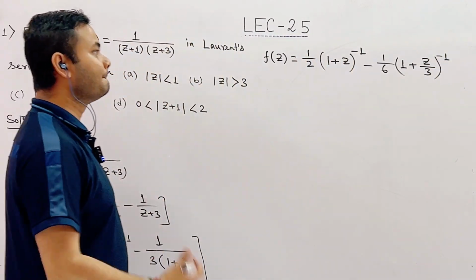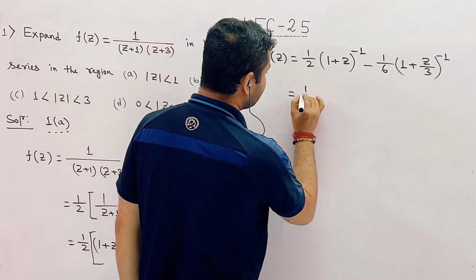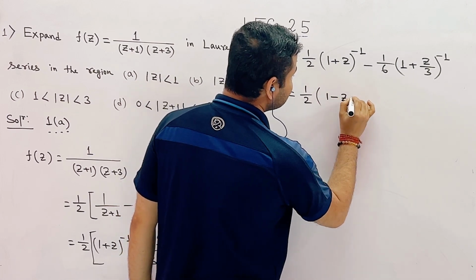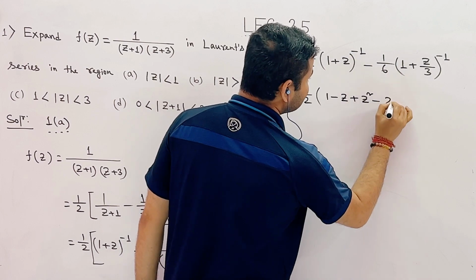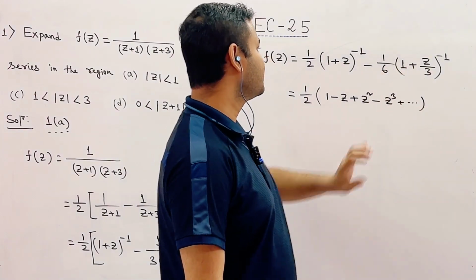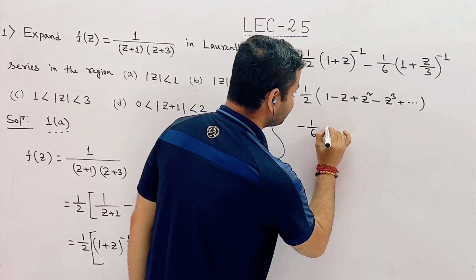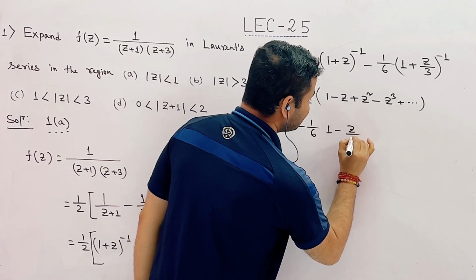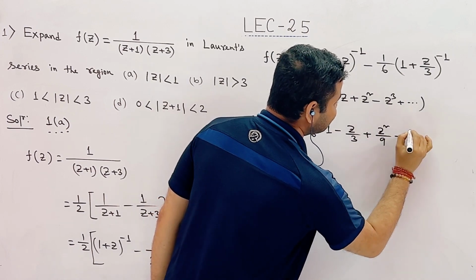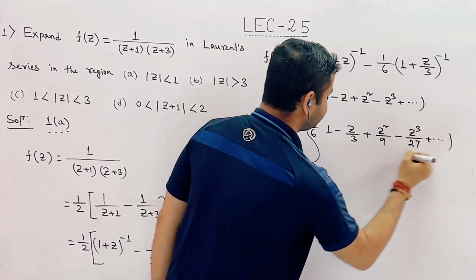Next, let us apply binomial theorem to expand this term and this term. So, finally, we will get 1 by 2 into (1 minus z plus z square minus z cube plus dot dot dot). Next, let us expand this term by using binomial theorem. So, finally, we will get minus 1 by 6 into (1 minus z by 3 plus z square divided by 9 minus z cube divided by 27 plus dot dot dot).